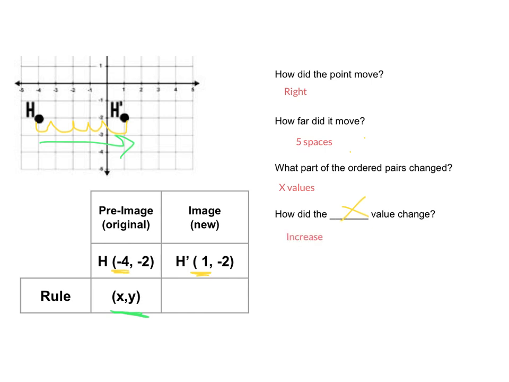When something increases, it's like we are adding. So from our pre-image to our image, the X values changed by 5 spaces. They increased by 5 spaces. So I can say that my X rule is X plus 5. And then it's just going to be comma Y because the Y values stayed the same. They stayed the same at -2.